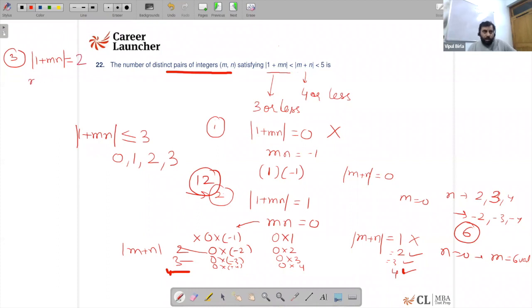Now this is only possible if m into n equals to 1 or m into n is equals to minus 3, because 1 minus 3 will be minus 2 and modulus of that will be 2. Now m into n will become 1. The only possibility will be either both are positive, same as 1, or minus 1 into minus 1. Now in each of this case, mod of m plus n will become 2, which is equal to 1 plus mn mod. Therefore, it is not possible.